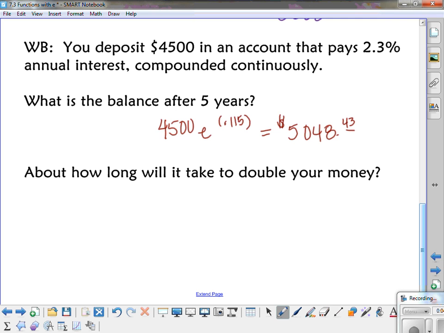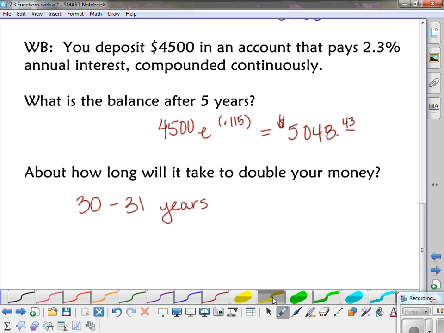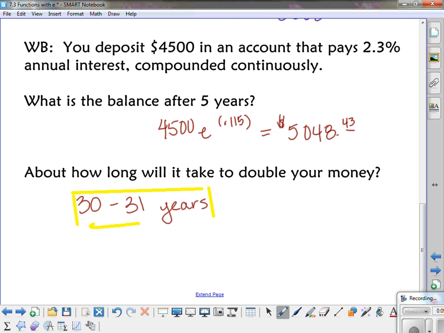Keep it to yourself until everybody else has a chance to figure it out. We're saying about how long. So when you got to 30 years, it wasn't quite enough yet, and when you got to 31, it was a little bit over. So somewhere between 30 and 31 years. 30.5. Okay? You could try 30.5 and get it as close as you want. We are going to eventually learn how to solve those exactly when we get into logarithms. But for now, we'll guess and check.